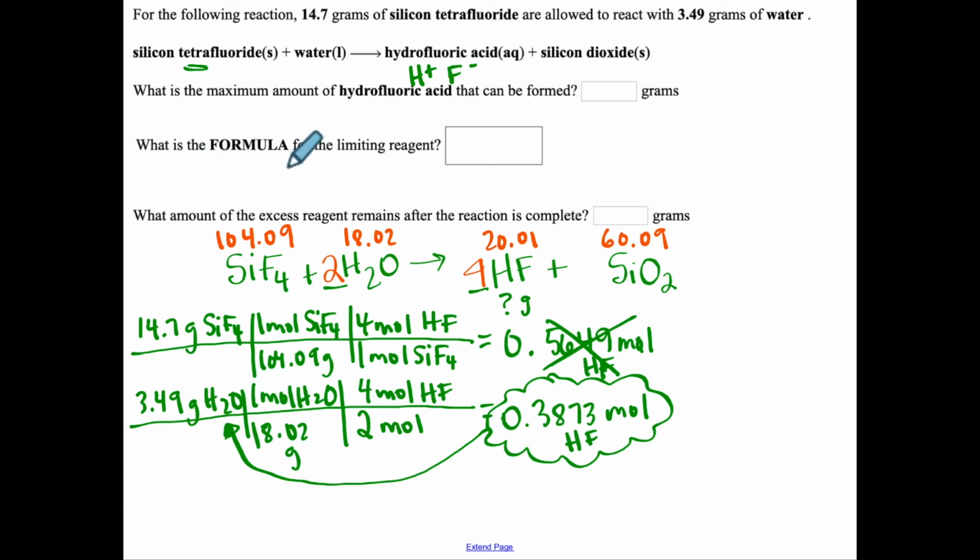So it says, what is the formula for the limiting reagent? Again, that word is just like reactant. So we put in H2O as our formula for the limiting reactant.